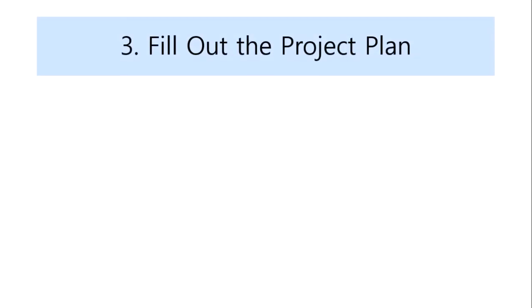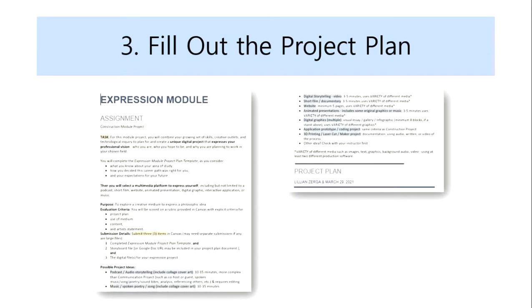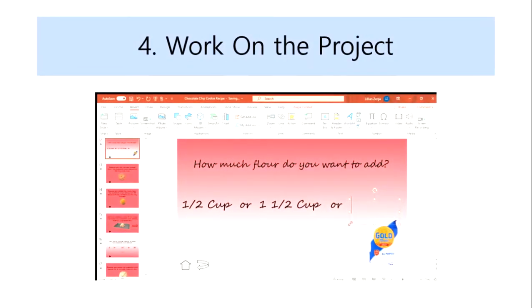The third step in my process is filling out the project plan. So the project plan is really a guide that helps me develop my project before I start it. So it's kind of like an outline or a rough draft. So I inserted images of the expression module project plan. It really does give you a guide, and it also provides a rubric for what you're going to be graded on.